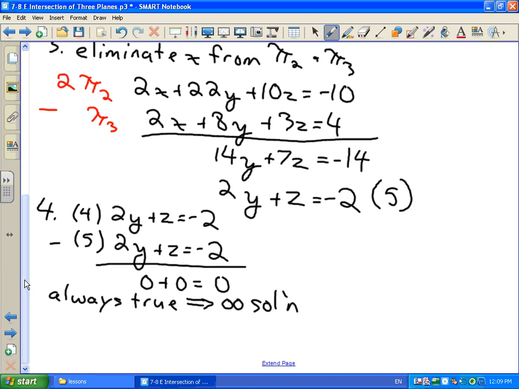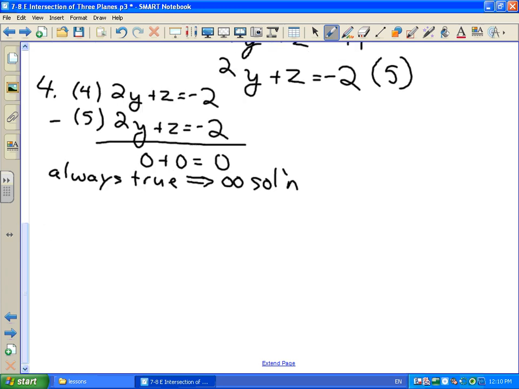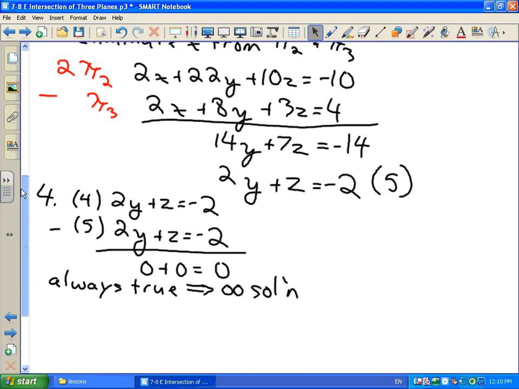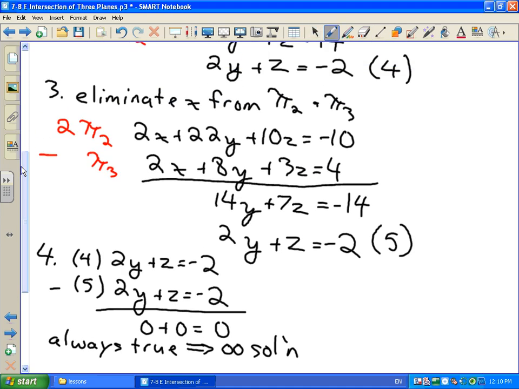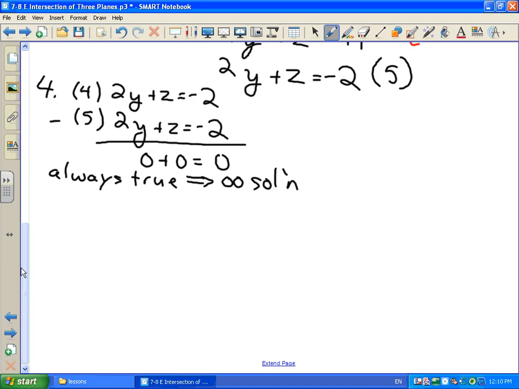So now we want to switch gears a little bit, and we want to find the parametric equation of this line. I'm just going to draw attention to the fact that these two are the same. And we'll move on down here and try to find the parametric equation of the line of intersection.